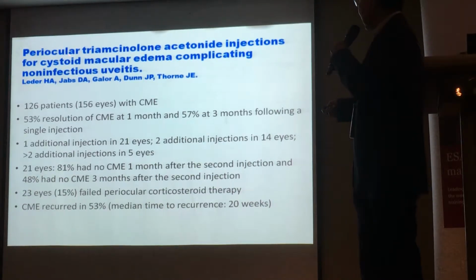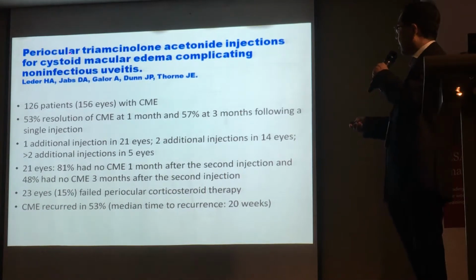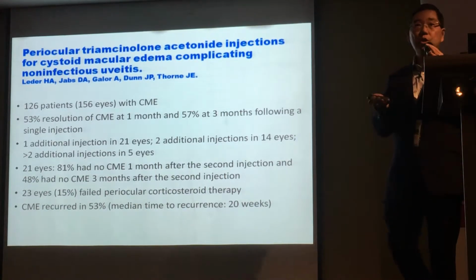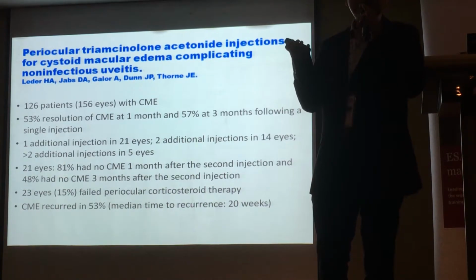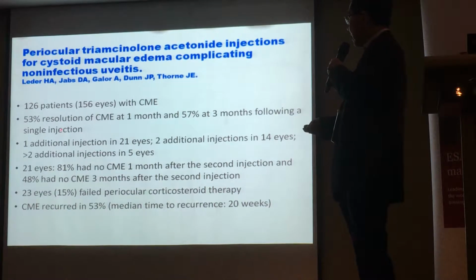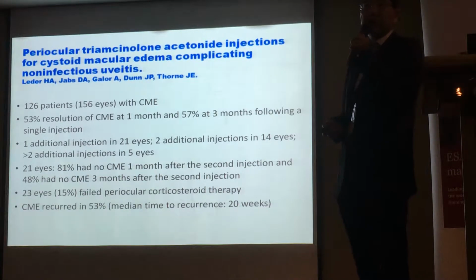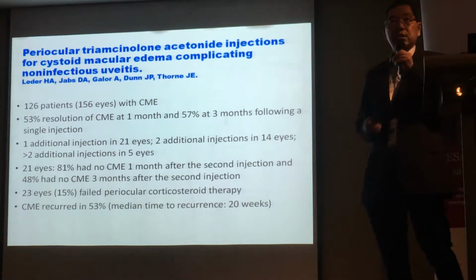So all these are lumped together. This is the latest paper, 126 patients, periocular triamcinolone, which includes anything from peribulbar, orbital floor, and sub-Tenon's, okay? 126 patients, 156 eyes, more than 50% resolved CME at 1 month, 57% at 3 months following a single injection.